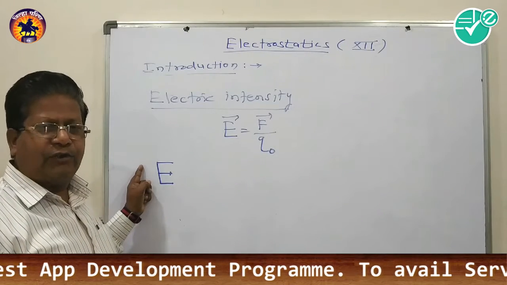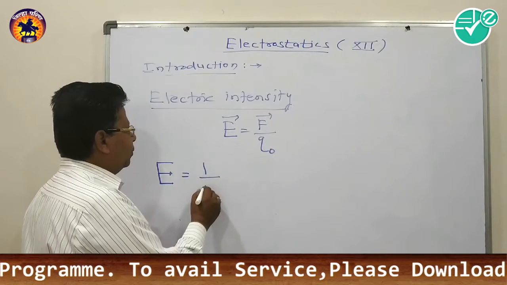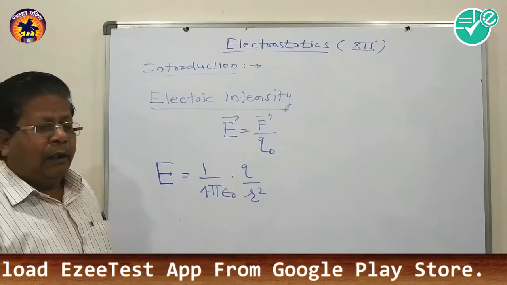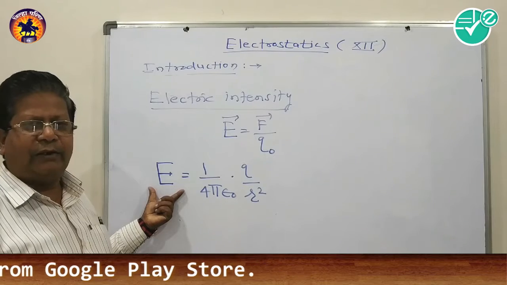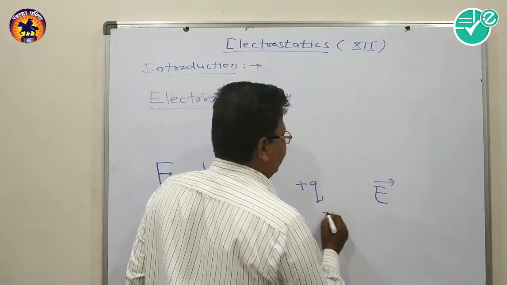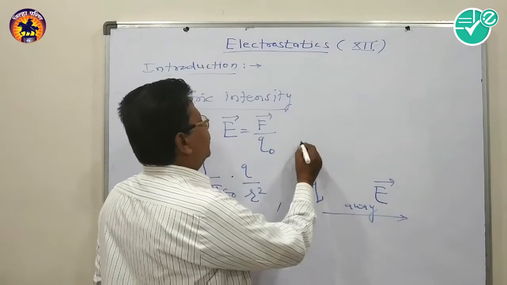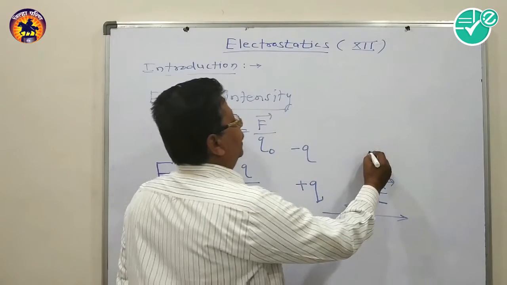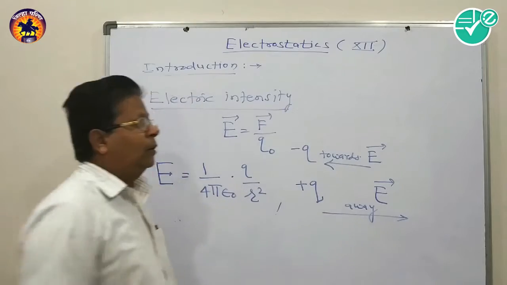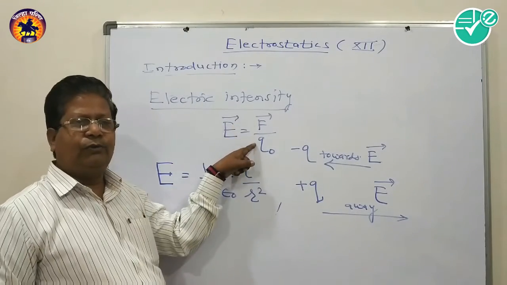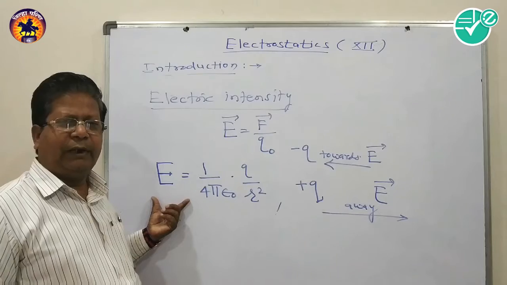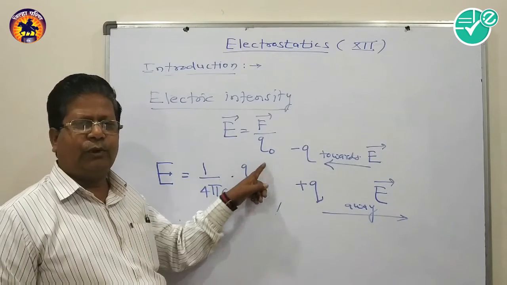Again, by using Coulomb's law, if we derive the relation for electric intensity, then the magnitude of electric intensity at a point due to a point charge is given by the formula E is equal to 1 upon 4 pi epsilon 0, Q divided by r square.